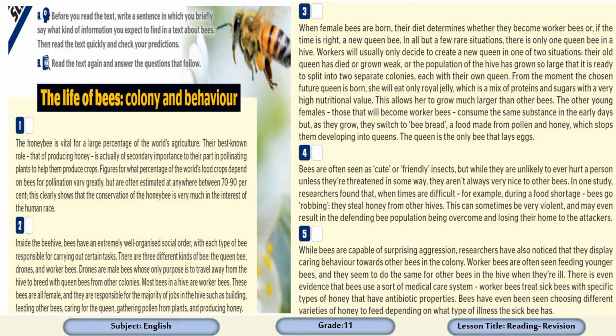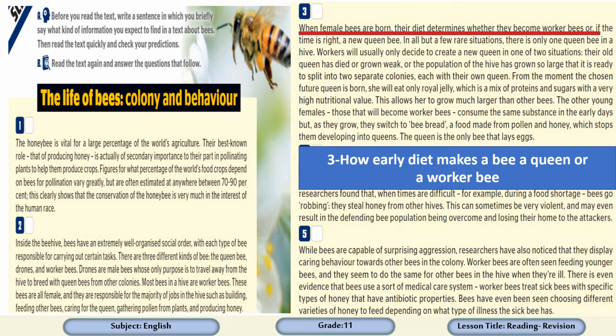Let's look at the topic sentence of paragraph number 3. When female bees are born, their diet determines whether they become worker bees or a new queen bee. So what do you think the paragraph will be about? The importance of diet, very good. It's about how the diet makes a bee a queen or a worker bee.